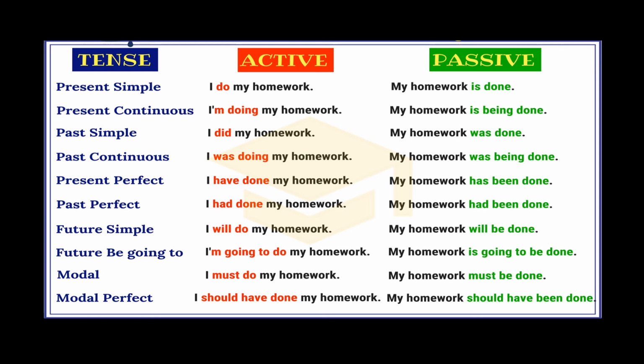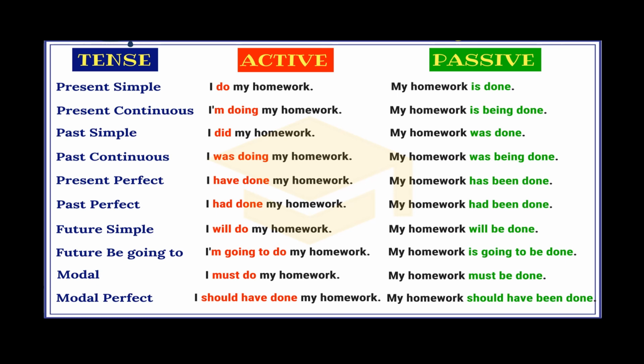Past simple, I did my homework. In passive, it becomes, my homework was done. Past continuous active voice, I was doing my homework. In passive voice, my homework was being done. Once again, after the helping verb, we are using the word being. In present perfect, I have done my homework. In passive voice, my homework has been done. In past perfect, I had done my homework. My homework had been done in passive.